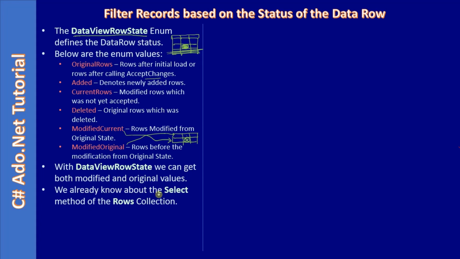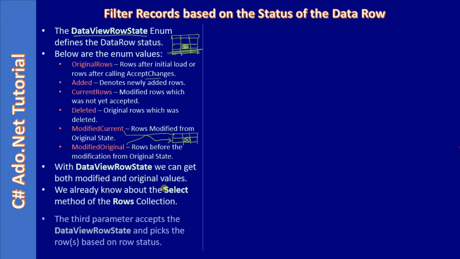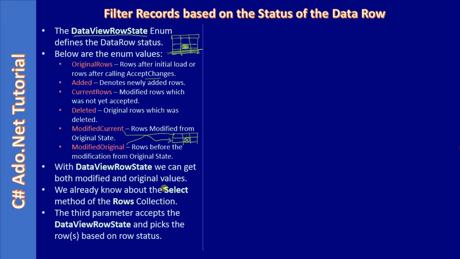We already know about the select method. We used that with a select expression as well as a sort expression. We previously saw that the select method takes the select expression as the first parameter, and the sort expression as the second parameter. And now we will get introduced to the third parameter that accepts the DataViewRowState.